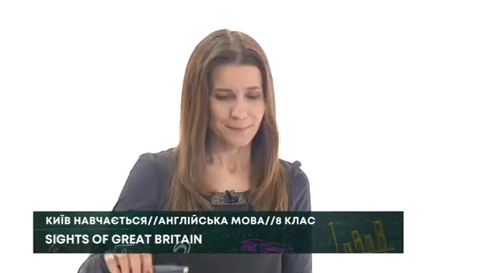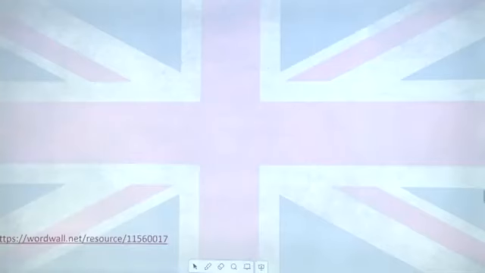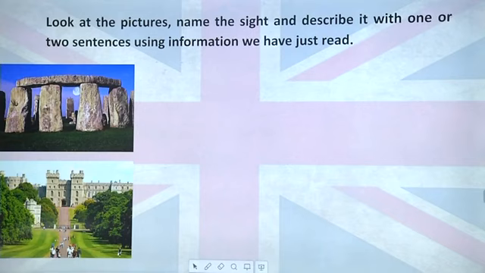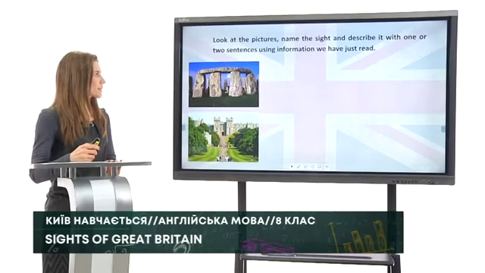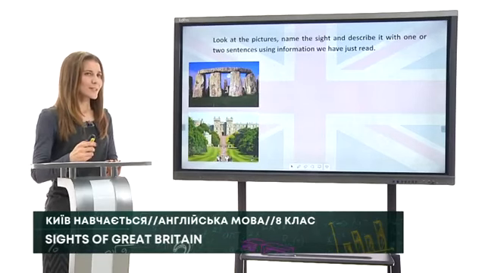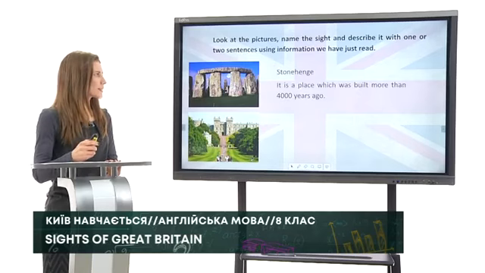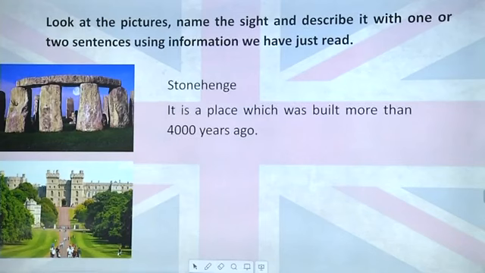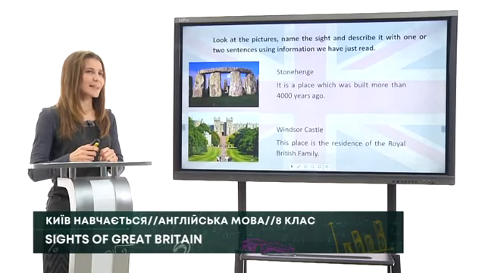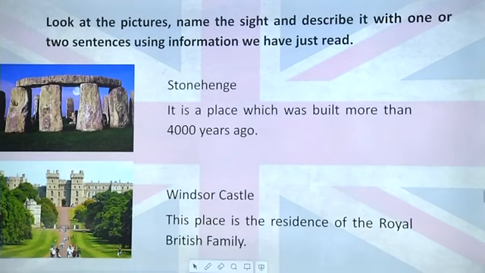Let's move on. Well, one more task for you. Look at the pictures, name the site and describe it with 1 or 2 sentences. The first one. I know that you recognize it. It is Stonehenge, yeah. And it is a place which was built more than 4,000 years ago. You're right. Next, look at this castle. Windsor Castle, you're right. And it is the residence of the royal family, the oldest one.